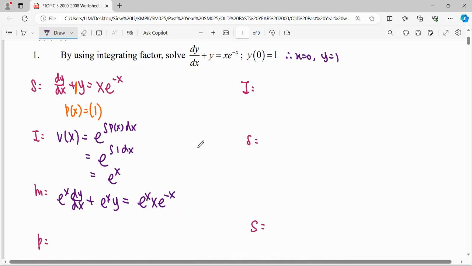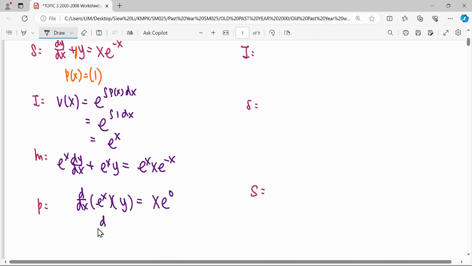Then after we finish the multiplication step, we need to write out the product rule. The product rule formula will be d/dx of v(x) times y. So our v(x) just now is e^x. Then for the right hand side here, we can simplify, where exponential times exponential, the powers will add. So it will be e to the power of 0, which means that here is d/dx of e^x times y equals x.